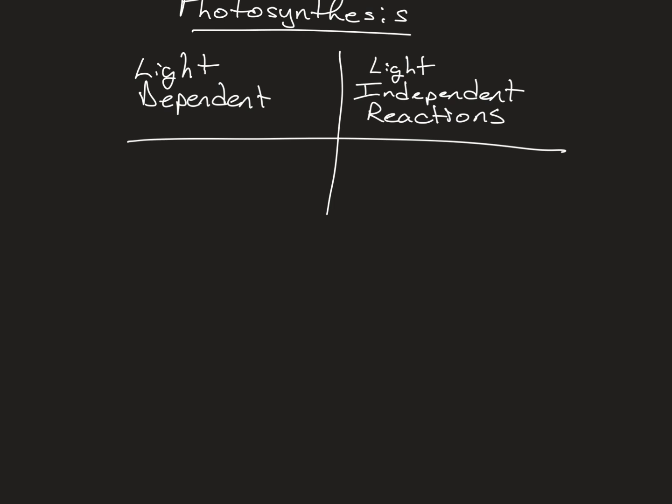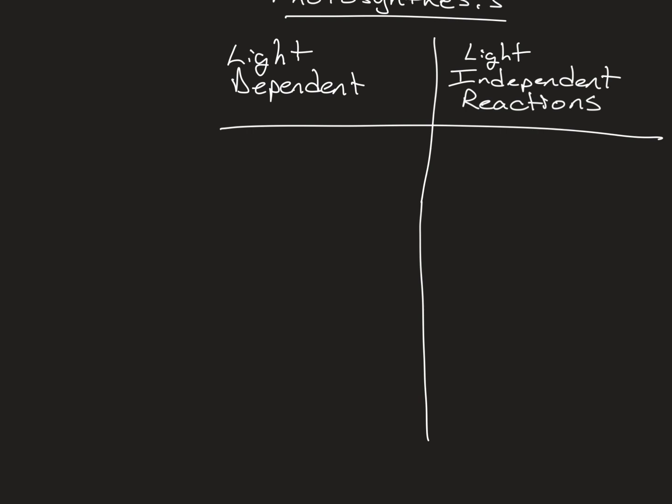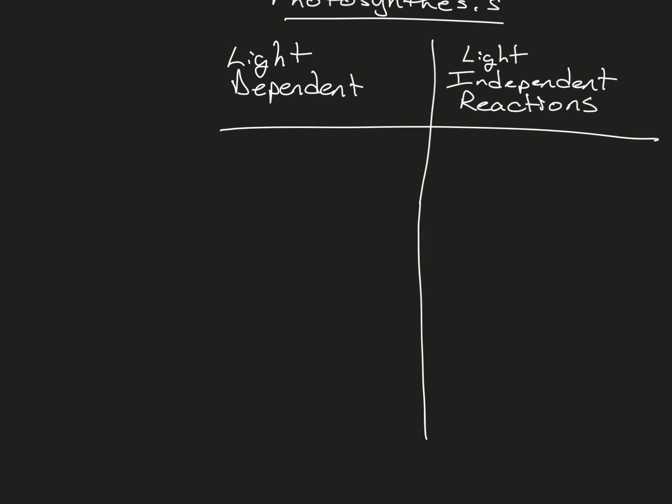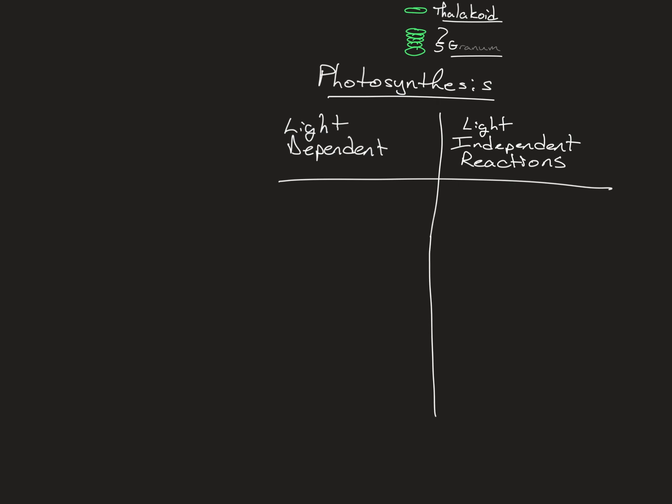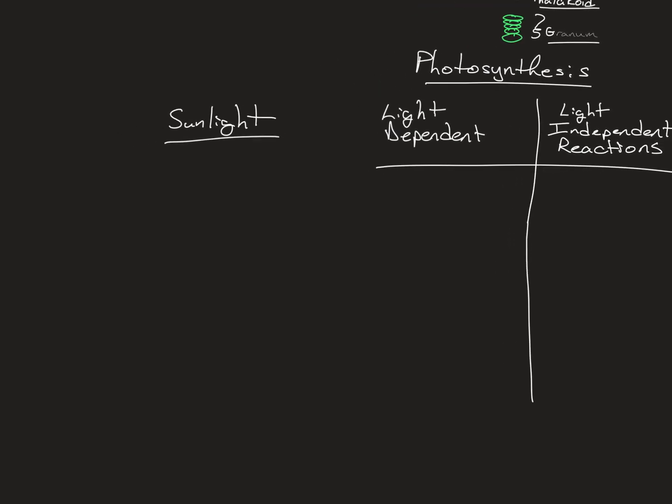So the light dependent reactions. What light do you think is used by photosynthesis? The sun? Yes, it's going to be sunlight. And so let's talk about sunlight. And we learned about pigments. There's a reason we learned about pigments. I did it on purpose. All right, so sunlight. What colors are in sunlight? Yellow.